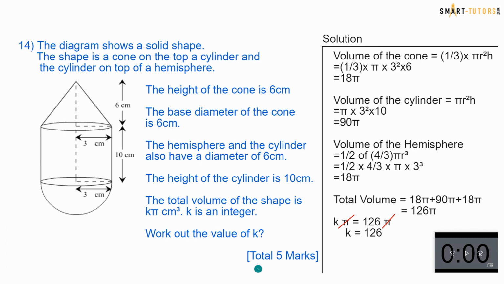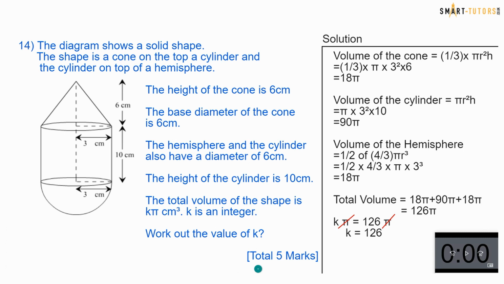So volume of the cone is 1/3 pi r squared h. 1/3 times pi r squared, radius is 3, 3 squared, times h is 6, for the cone. So 3 squared is 9. 9 divided by 3 is 3. 3 times 6 is 18 pi, which is the cone's volume.